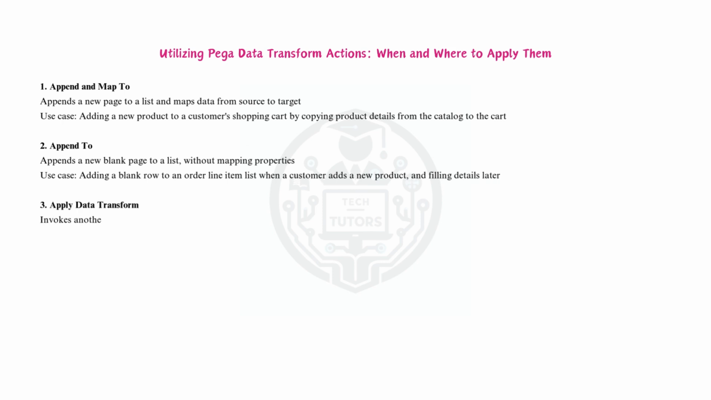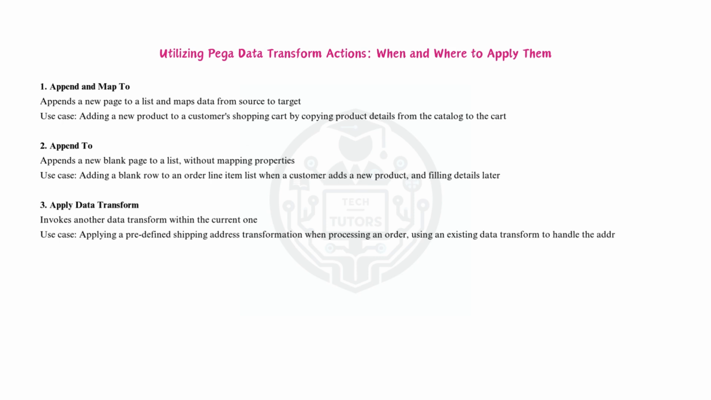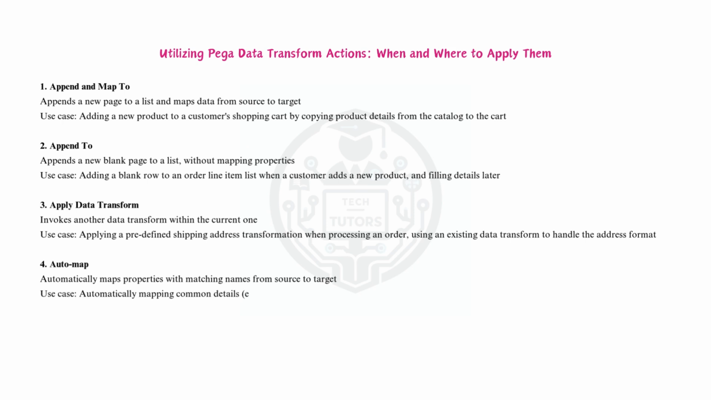Apply data transform allows you to call another data transform within the current one. For instance, when processing an order, you can reuse an existing data transform to format a shipping address instead of writing new logic. AutoMap automatically maps properties with matching names between a source and target. This is helpful for efficiently transferring values if both a billing and shipping page share the same fields.